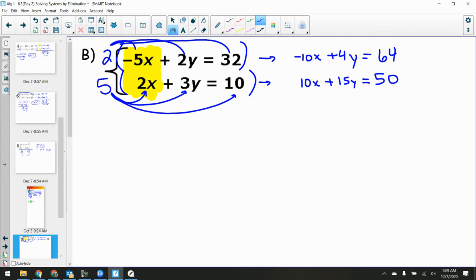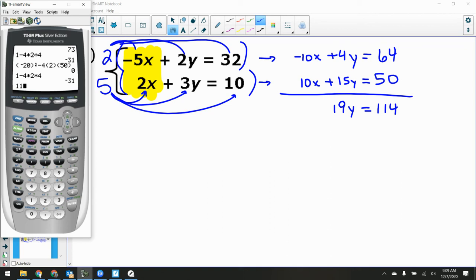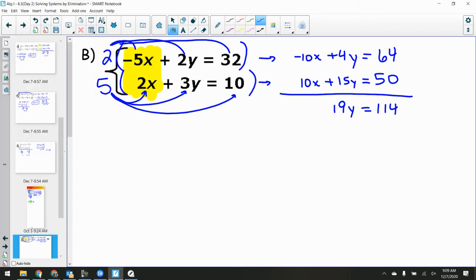We add down now. We get 19y is equal to 114. Oh, yikes, I hope 114 can be divided by 19. Oh, good. It does. Divide both sides by 19, and y is 6.